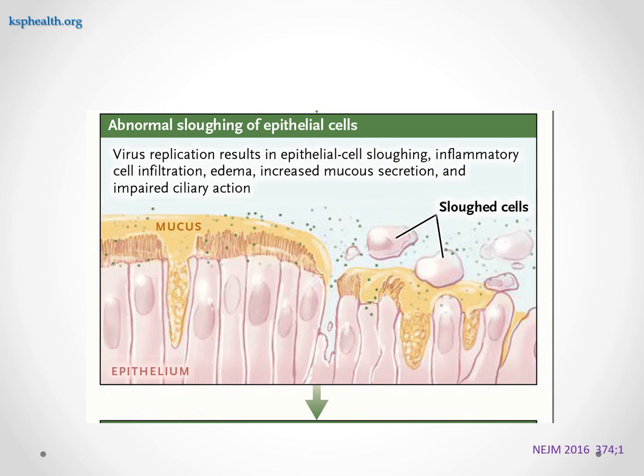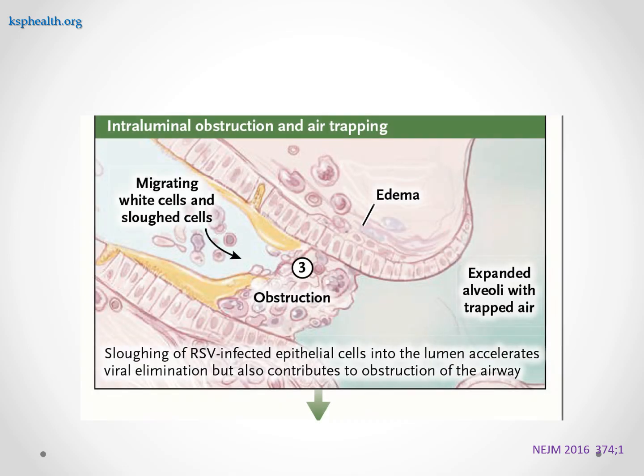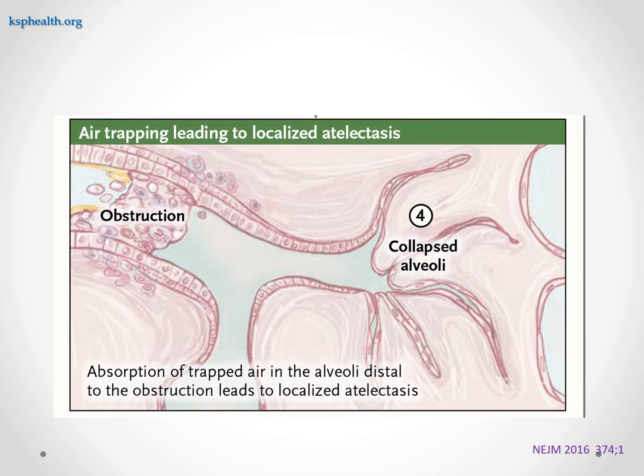Then viral replication results in epithelial cell sloughing, inflammatory cell infiltration, edema, increased mucus secretions, and impaired ciliary action. Sloughing of RSV infected epithelial cells into the lumen accelerates viral elimination but also contributes to obstruction of the airway. Absorption of trapped air in the alveoli distal to the obstruction leads to localized atelectasis.